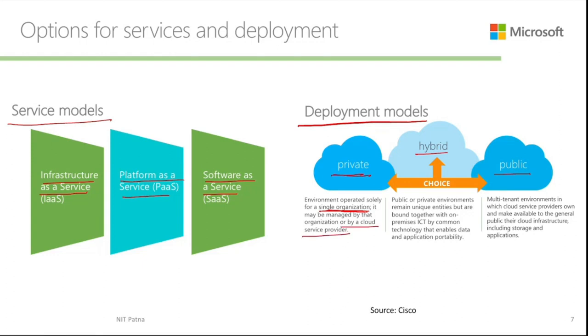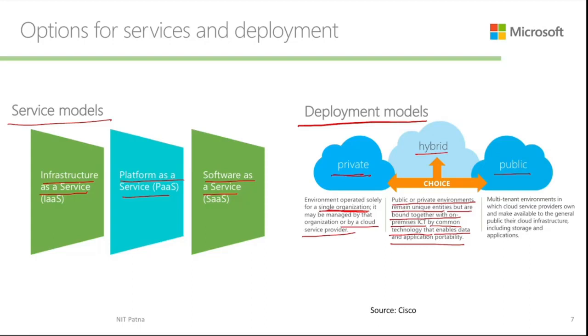Okay. Next is hybrid. So public or private environments remain unique entities but are bound together with on-premises ICT by common technology that enables data and application portability. Understand? So hybrid basically is having both the services in a single place. Some of the private hostings are there as well as some public hostings are also there.